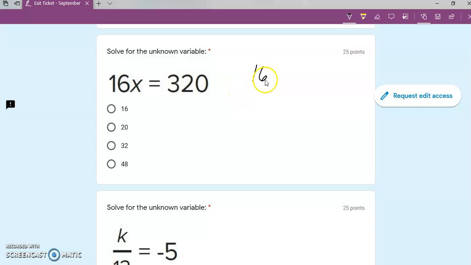So we have 16x equals 320. Now when we have this, again with the variable with the number right beside it that's attached to it, it's like we're saying that it's 16 multiplied by x. So in order to do the inverse operation, we have to do the opposite of multiplication, which is division. So I say, okay, I'm going to divide both of these by 16, and then I'll get x is equal to a certain number.